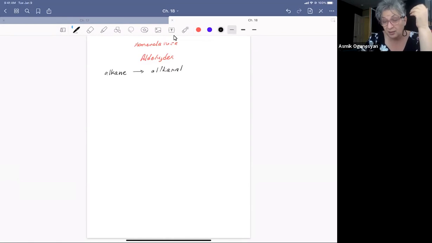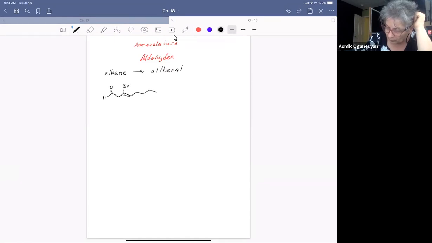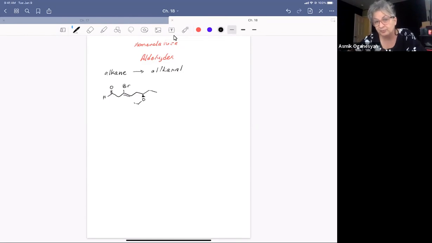We understand that in the aldehyde, the important functional group is the carbonyl. And of course, in your aldehyde, it's always going to be on the terminal position. So we're going to start numbering from the carbonyl carbon. So if we look at this compound, we're going to number it from left to right. 1, 2, 3, 4, 5, 6, 7, 8.